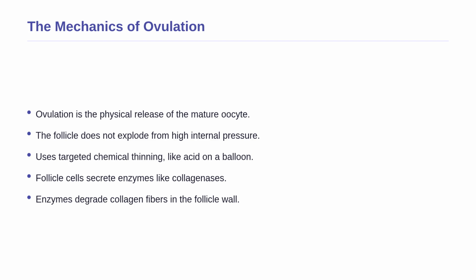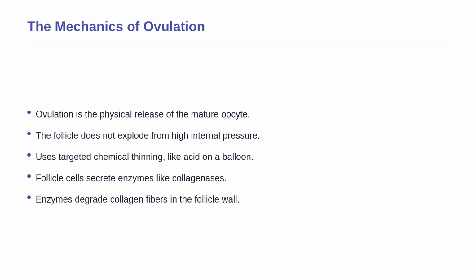With the egg now mature, it needs to escape the ovary. This brings us to the mechanics of ovulation. Think about blowing up a thick rubber balloon. If you just add water, it takes massive pressure to pop it violently. But if you place a tiny drop of acid on one spot, it weakens and bursts gently. This is exactly how ovulation works.